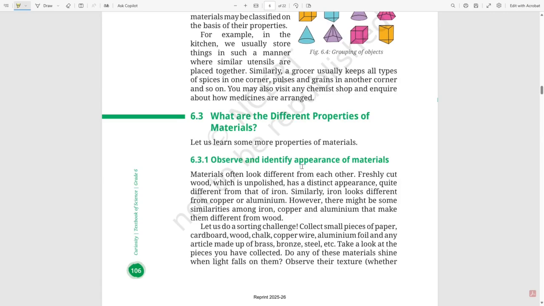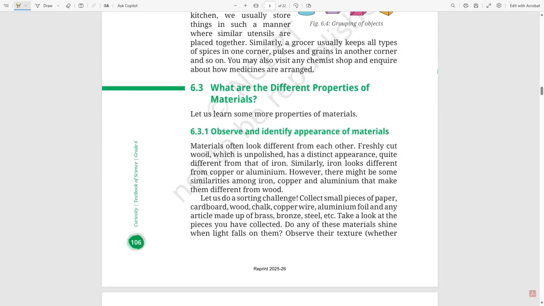Observe and identify the appearance of materials. Materials often look different from each other, like we have paper and we have wood. Paper is made from wood, and they look different from each other. Next, freshly cut wood, which is unpolished, has a distinct appearance, quite different from that of iron. Similarly, iron looks different from copper or aluminium. However, there might be some similarities among iron, copper, and aluminium that make them different from wood.